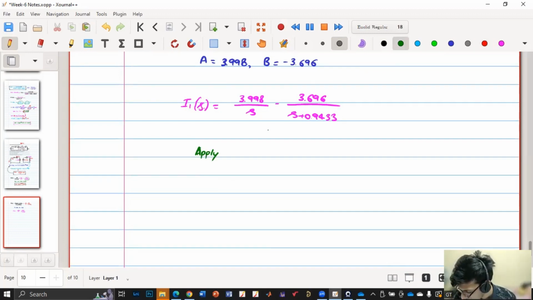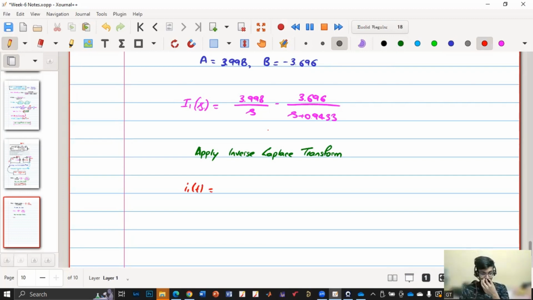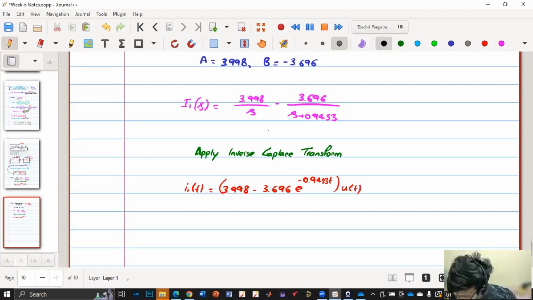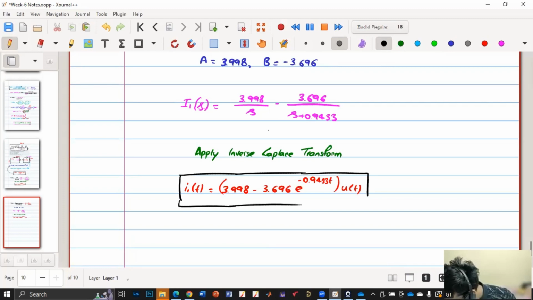Now, just like how we have done it here, apply the inverse Laplace transform, which is our step 3. What will we be getting? I1 of t. There are two terms: 3.998 minus 3.696 e to the power minus 0.9433 t into u of t. Yes, you are right. So this is my I1 of t. The unit is of course amperes.